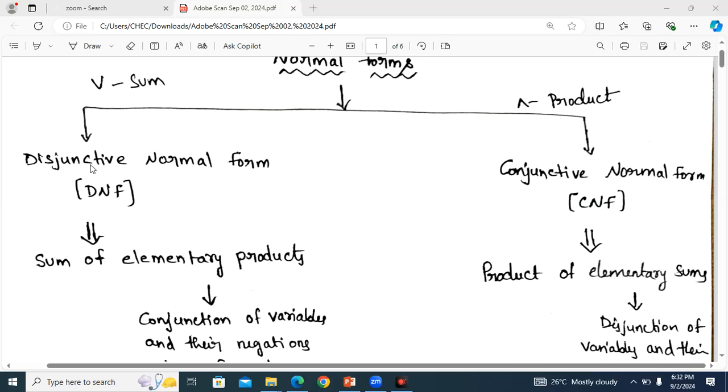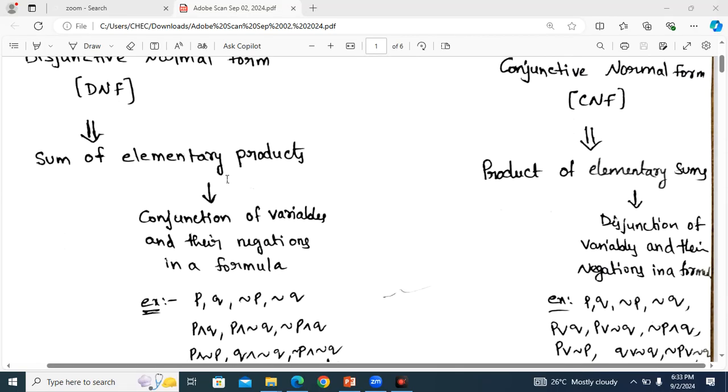Disjunctive normal form is defined as a sum of elementary products. So what about elementary products? If P, Q are two propositions, the conjunction of variables and their negations in a formula is called an elementary product.